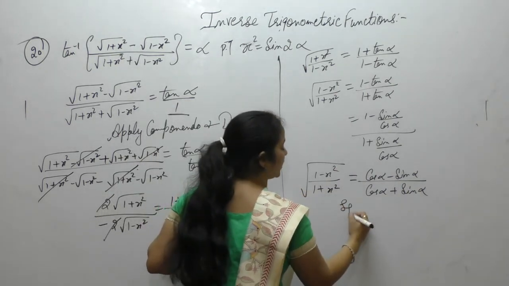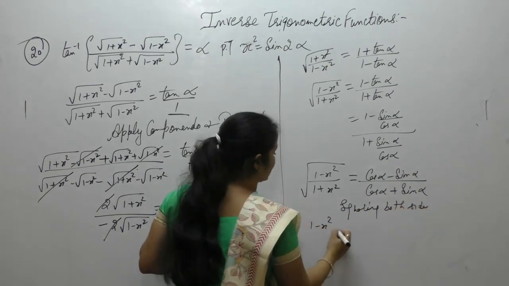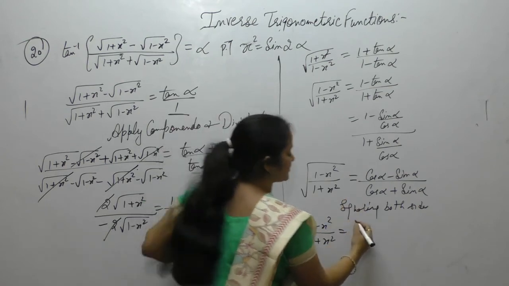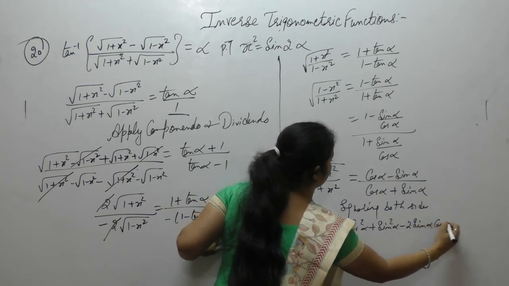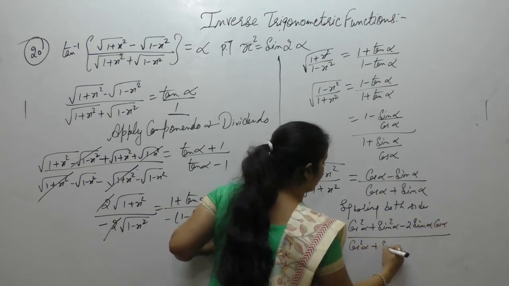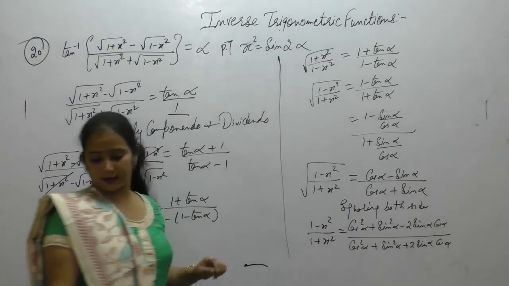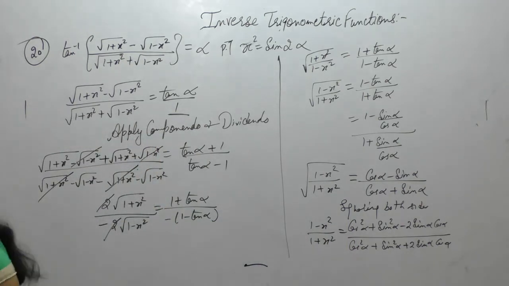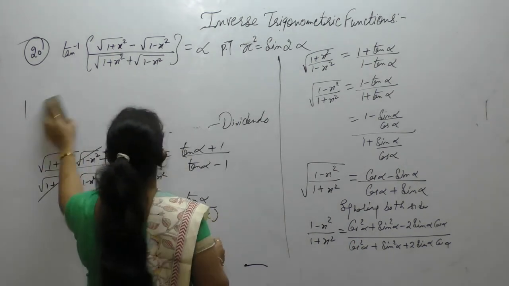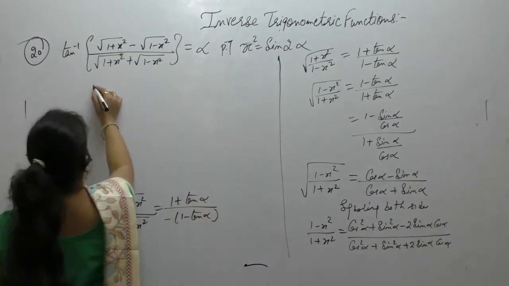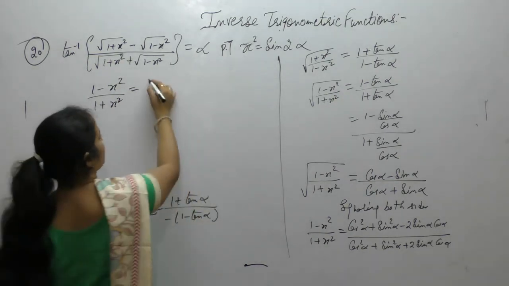Now to remove the square root, squaring both sides: (1 − x²)/(1 + x²) equals (a − b)² which is a² + b² − 2ab, upon a² + b² + 2ab. Clear? Now in the next step, (1 − x²)/(1 + x²). Cos² plus sin² is equal to 1.